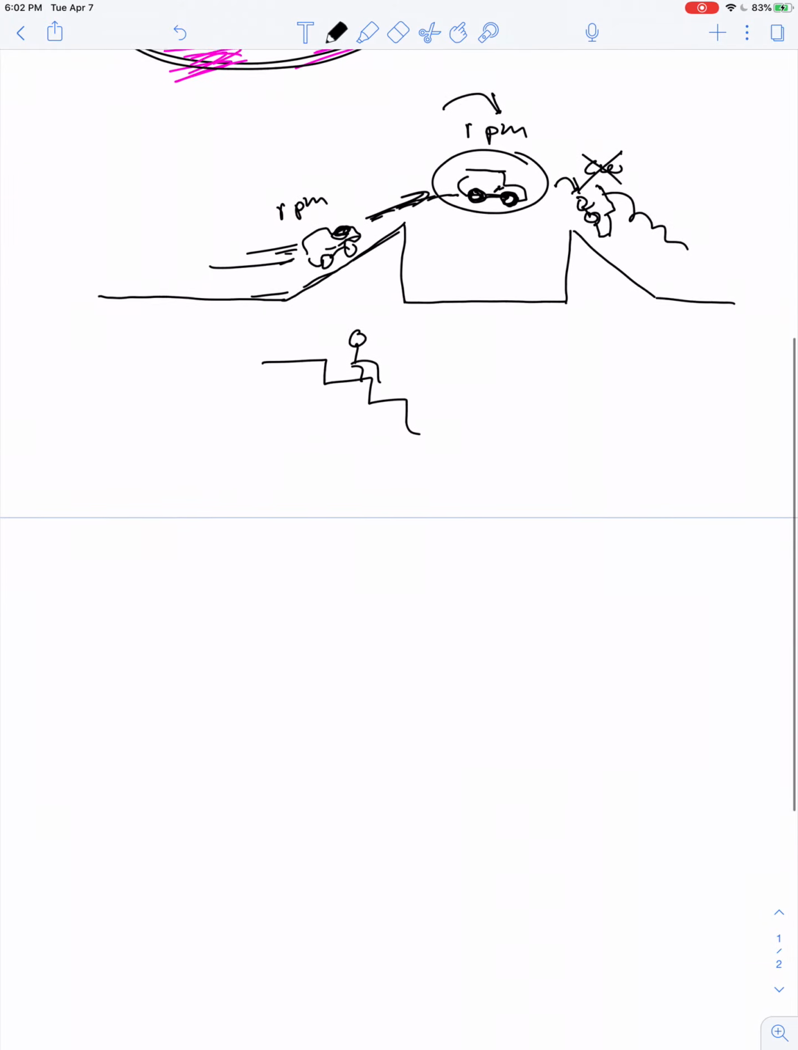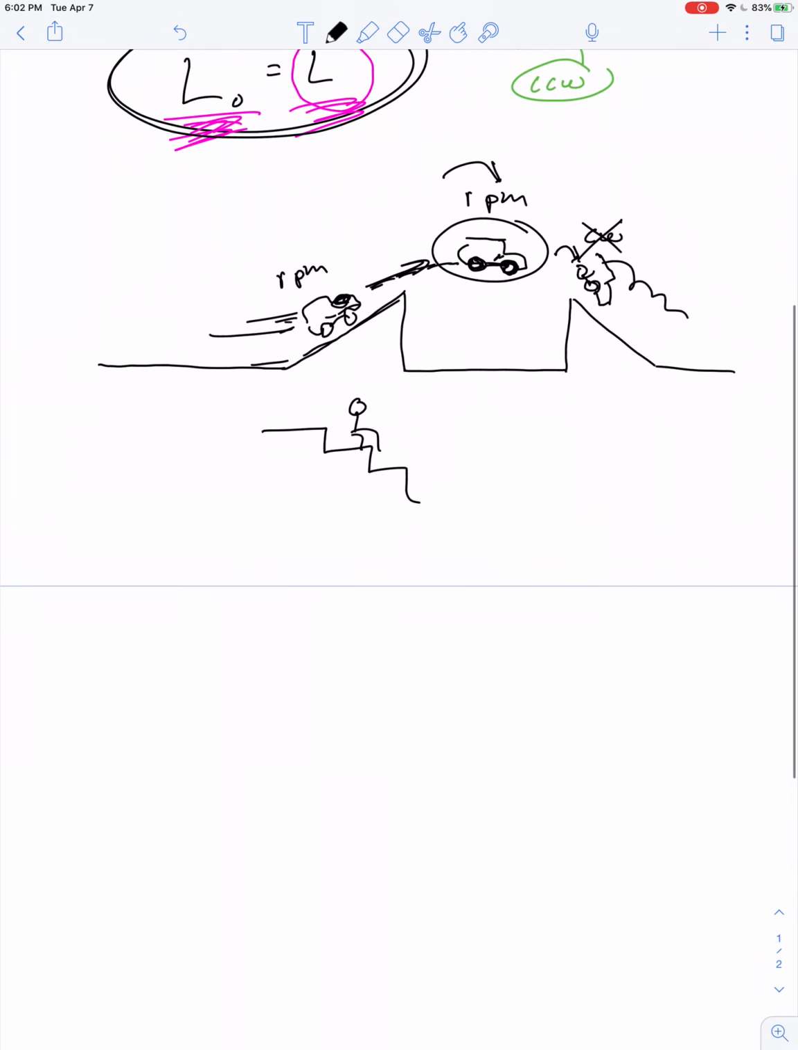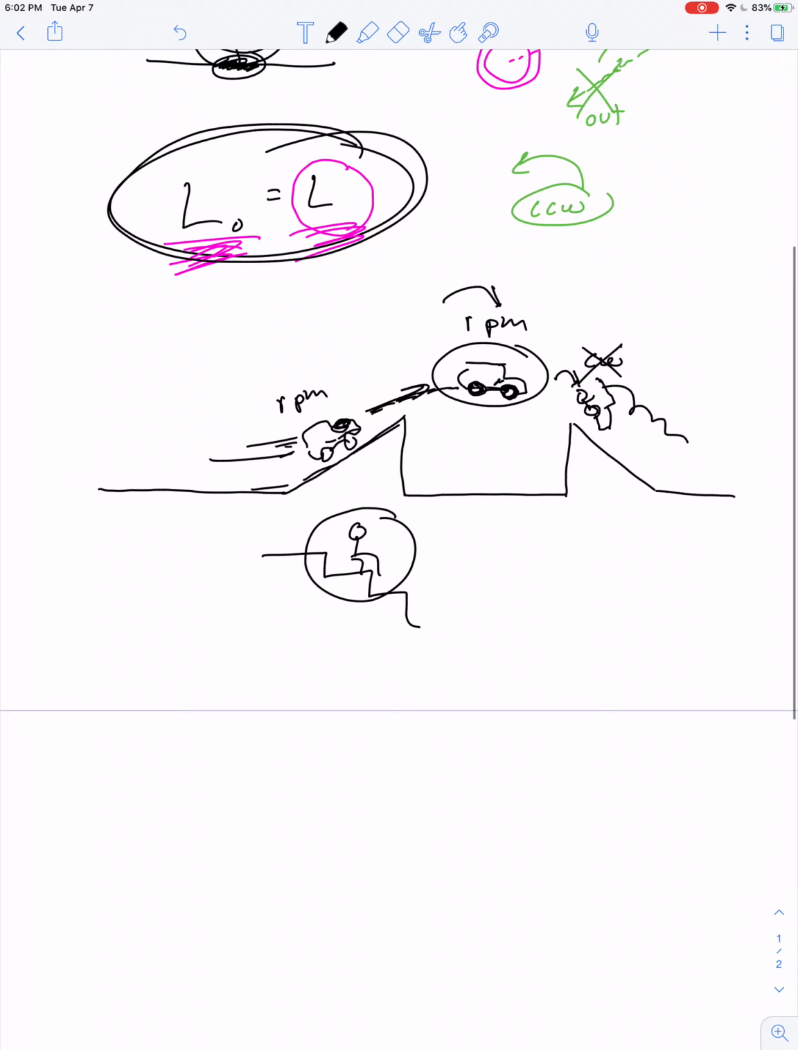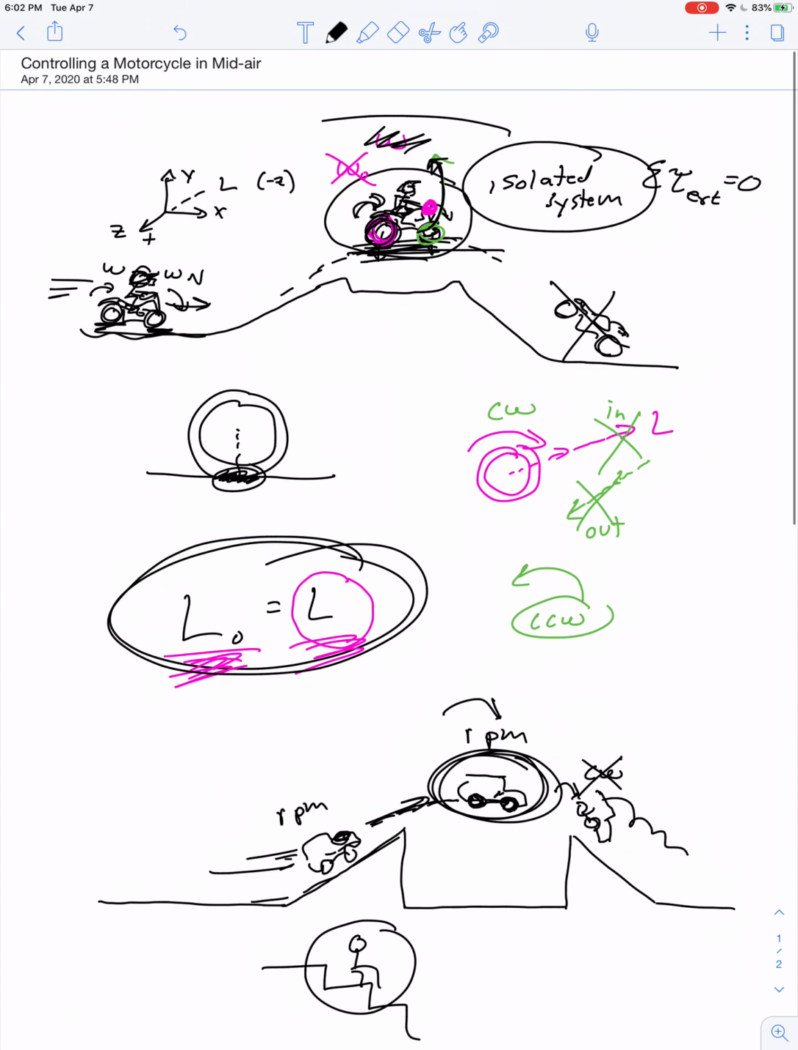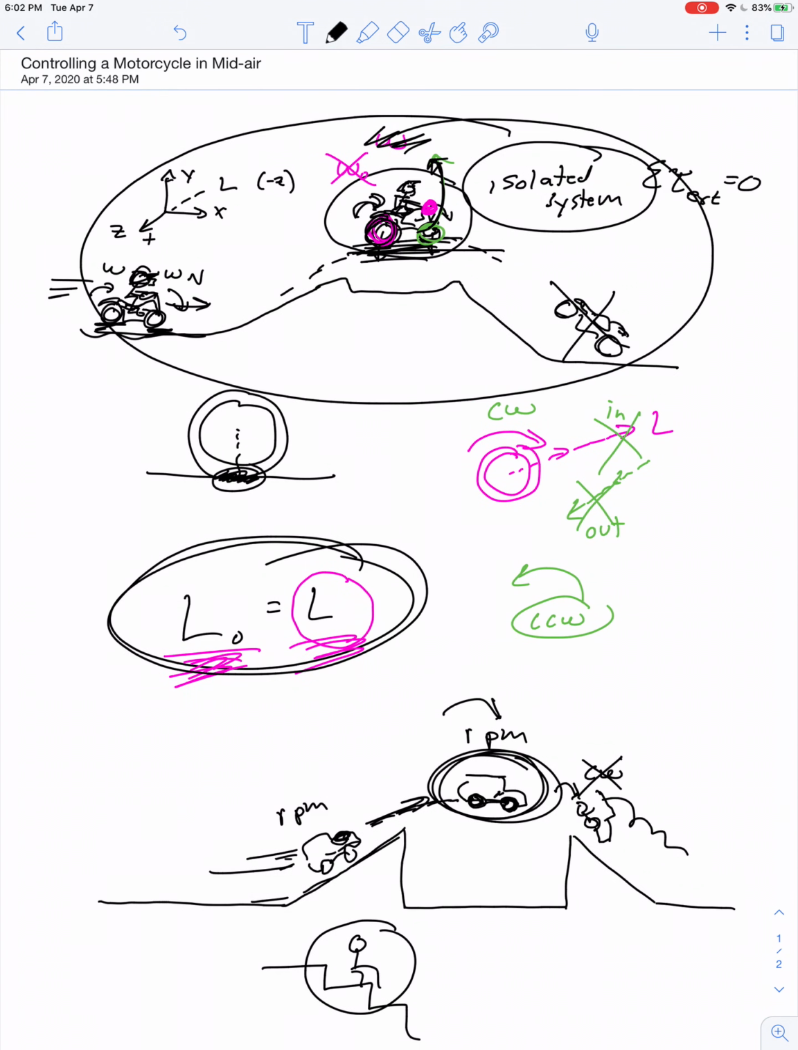So take a look at both those videos, the one where you can see the crash from the bystander's point of view, and then watch the video where you can see it from the driver's point of view, and see whether or not you believe my story about how you can control motion by conserving angular momentum when in midair.